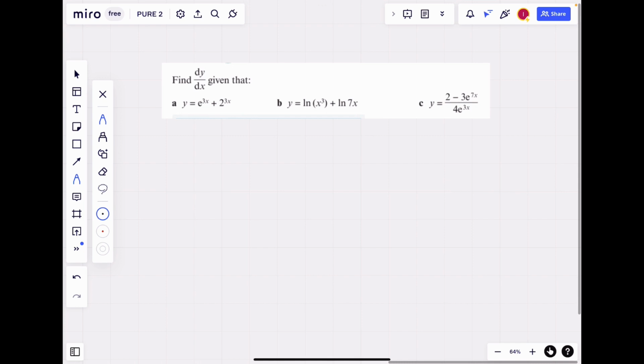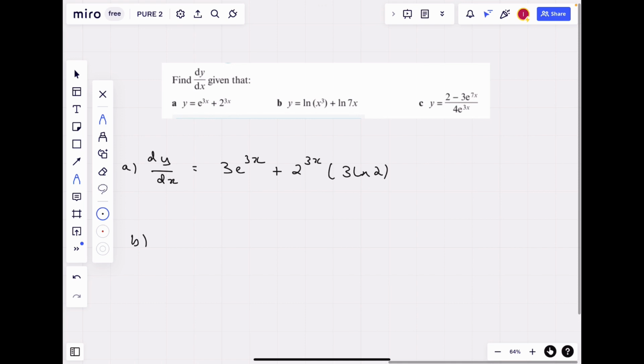For these, you're making use of your exponential rules. So to differentiate part A, you get 3e to the power of 3x plus 2 to the power of 3x times 3 ln 2. You can't go anywhere further from here. Like, you can't simplify this anymore. So you just leave it at that.